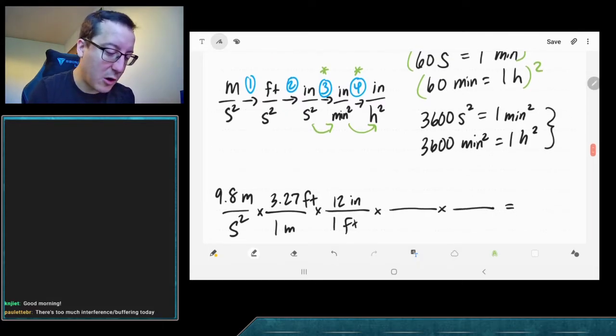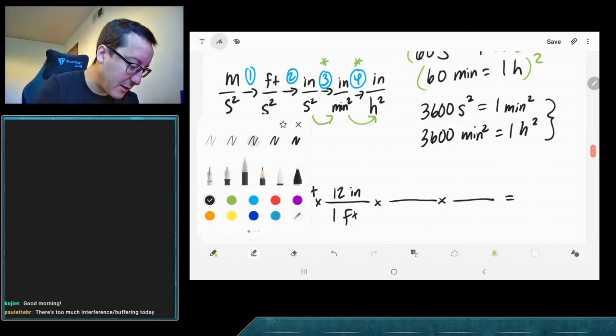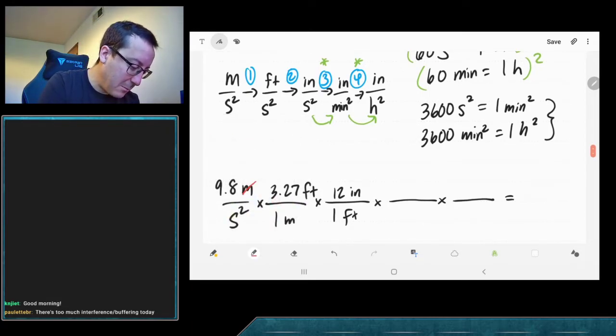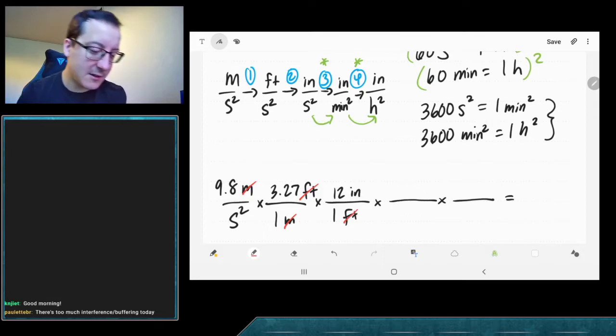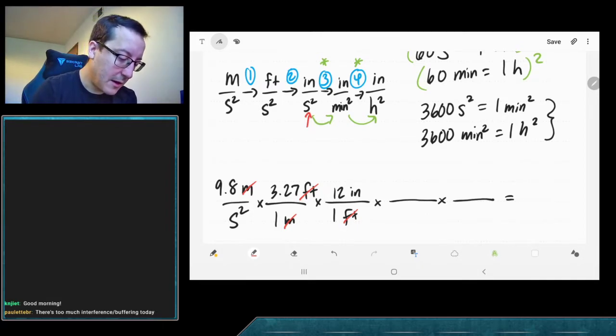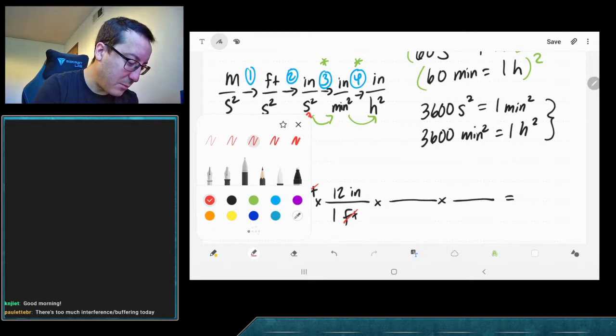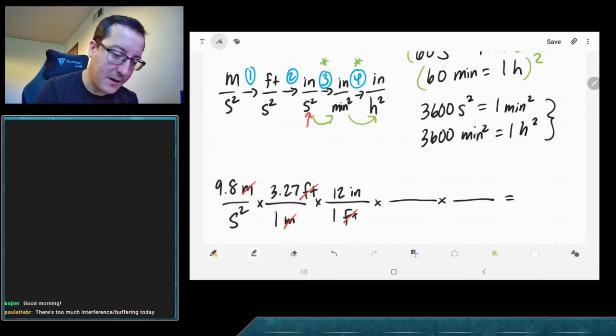Because if we look at our units where we are so far, meters have canceled, feet have canceled. We're now on inches per second squared. That's where we want to be. That was right here, this middle step. And so now we're going to go ahead and put in our square stuff.